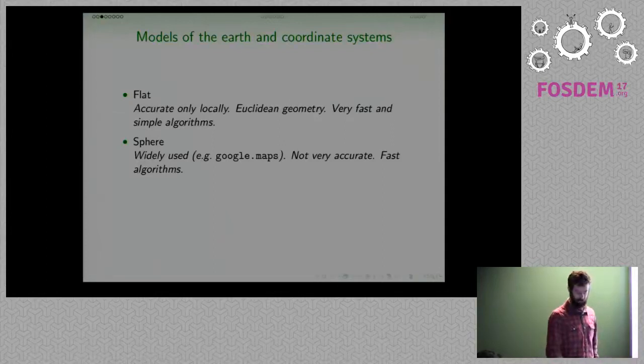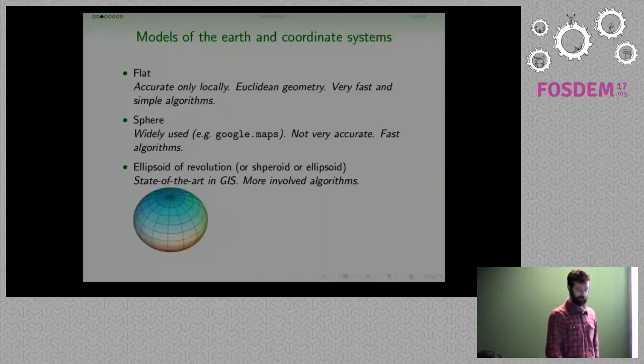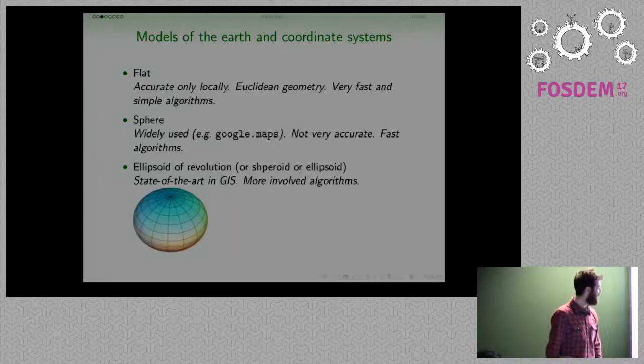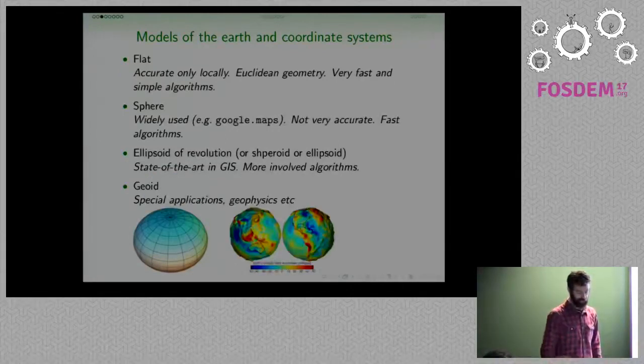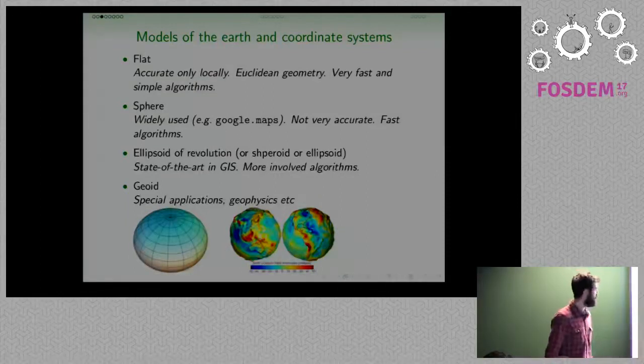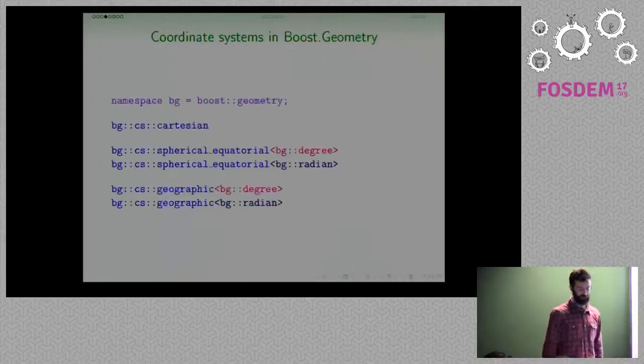I will explain a bit what I mean by fast algorithms here. And then we have an even better model, which is the Earth as an ellipsoid of revolution. This means that it's a bit flattened at the poles. And this is the state of the art in GIS, as far as I know. And now you have more involved algorithms to implement. And of course, if you want to go even further, you could have a geoid, where you also have the center of mass of the Earth. And this is for special applications in geophysics. So we go up to here in Boost.Geometry. We don't do the geoids.